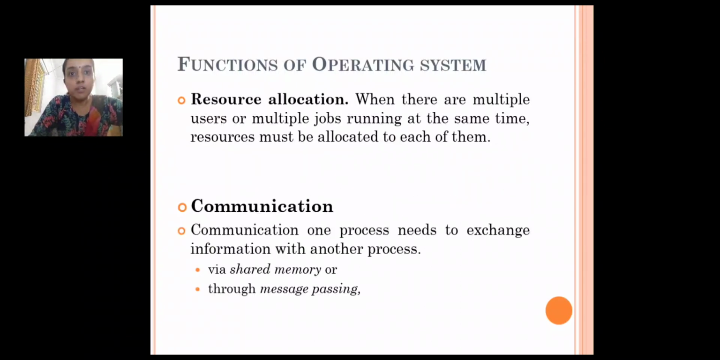Then resource allocation, as we discussed earlier, it acts as a resource allocator, or resource utilization at the user view. Each and every process requires resources. This allocation and deallocation of the resources is handled by the operating system. Then communication: one process needs to exchange information with another process via shared memory and message passing. So communication is also maintained by the operating system.